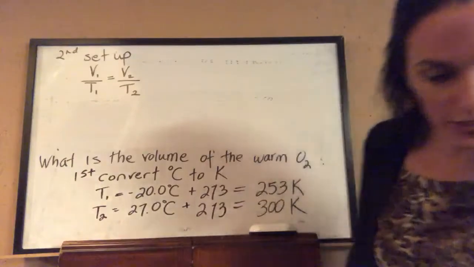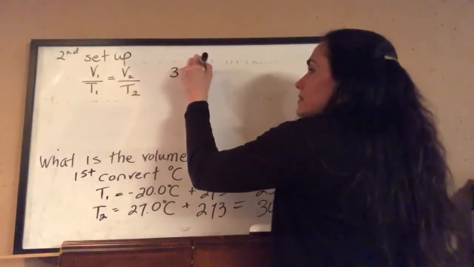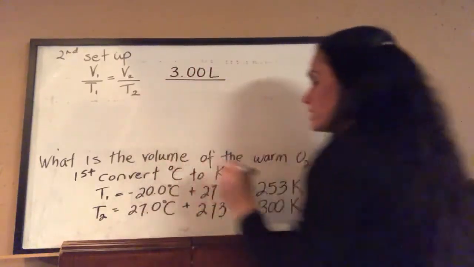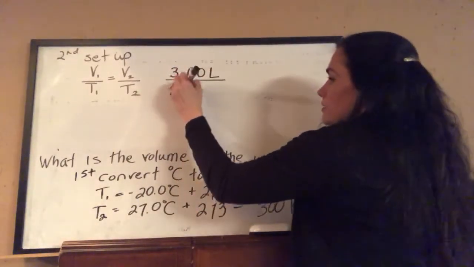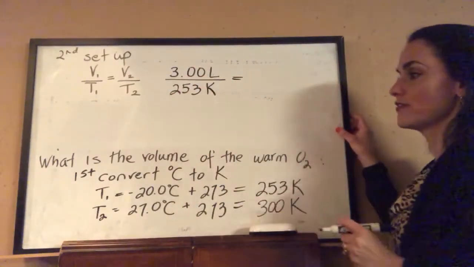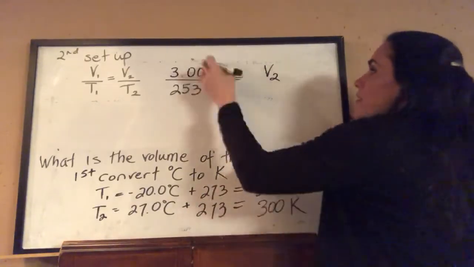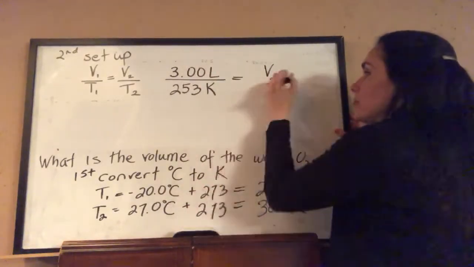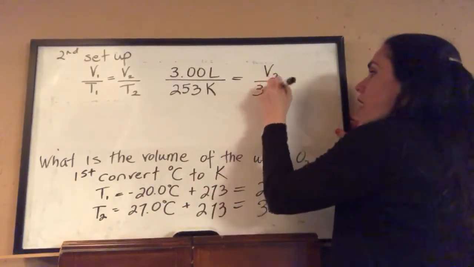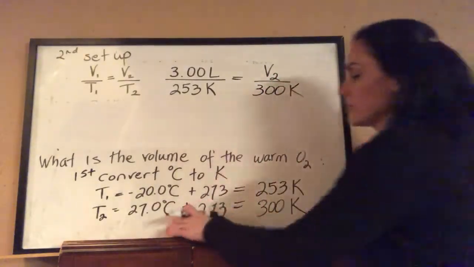Now we have the initial volume. The initial volume was 3 liters. And the initial temperature is the 253 Kelvin. The final volume we don't have. That's our V2. That's our unknown, okay? And our final temperature that we have is 300 Kelvin. Okay, now we want to solve for V2.